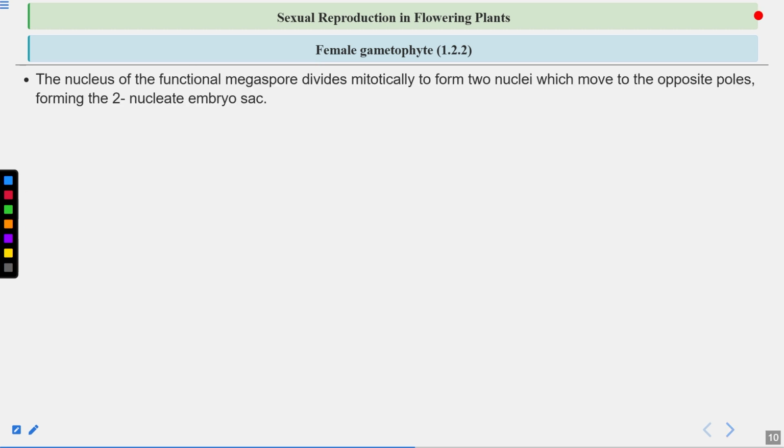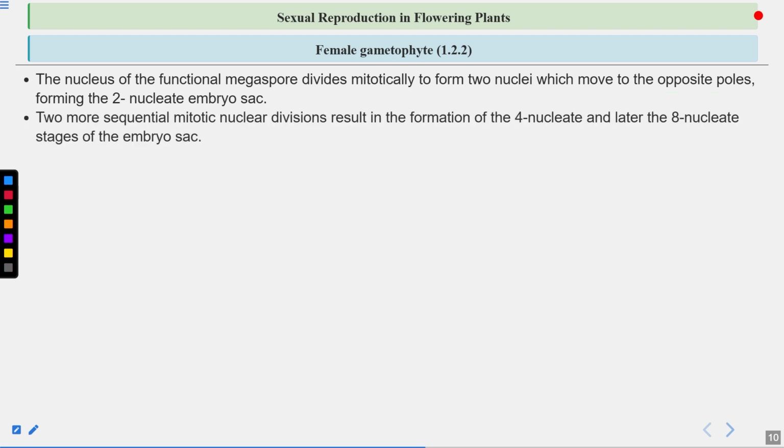Now the nucleus of the functional megaspore divides mitotically to form two nuclei, which move to opposite poles, forming the two-nucleate embryo sac. This is what we have discussed. The nucleus of the functional megaspore divides mitotically to form two nuclei, and they move to the opposite poles, one each. So this is the two-nucleate embryo sac.